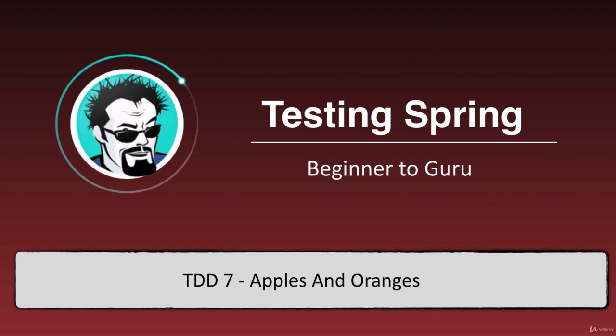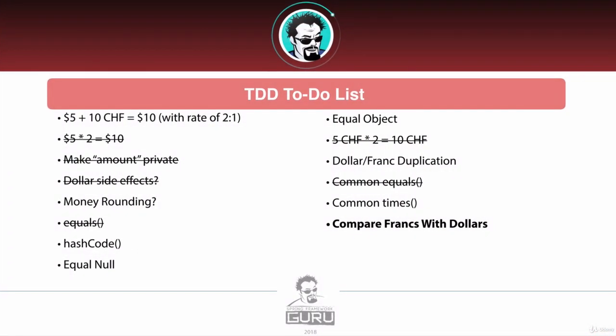Okay, this video is on Chapter 7 of Test-Driven Development by Example, the chapter called Apples and Oranges. We implemented the common equals method last time, and this time we're going to look at comparing francs with dollars. The way we implemented it, it's going to misbehave on us, because obviously $5 should not equal 5 francs. So let's go over to IntelliJ, take a look at that, and prove it out.